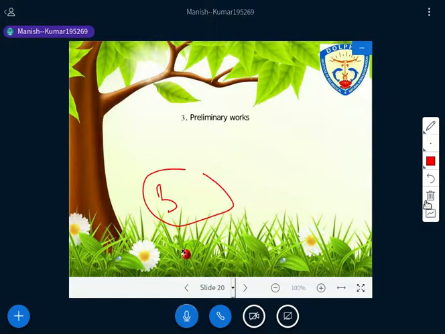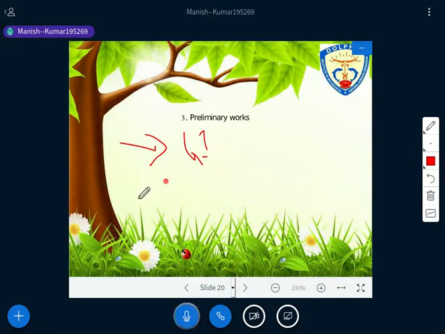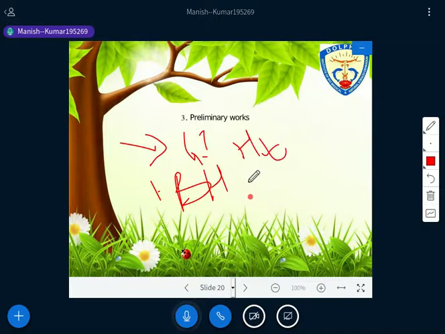Again I am repeating what you have to do in preliminary work. First you have to collect the general information. Second, you have to find the breast height. Third, you have to get the height of the stump. Fourth, the average diameter needs to be recorded. Is it clear? And I have discussed how the average diameter can be recorded.